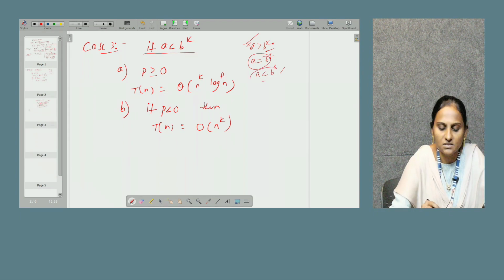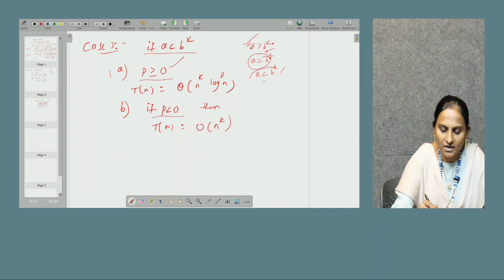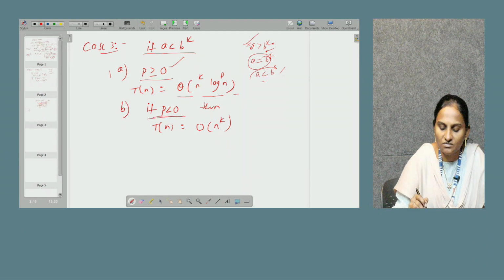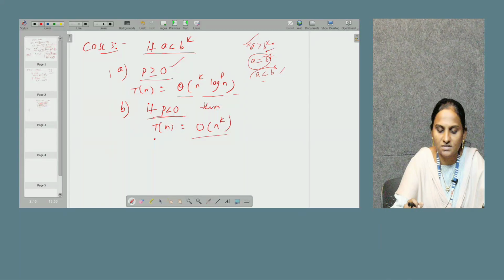In case 3, where a is less than b^k, again two subcases are there: p >= 0 and p < 0. If p is greater than or equal to 0, the formula is theta(n^k log^p n). If p is less than 0, the formula is T(n) = O(n^k). So these are the three cases and formulas.